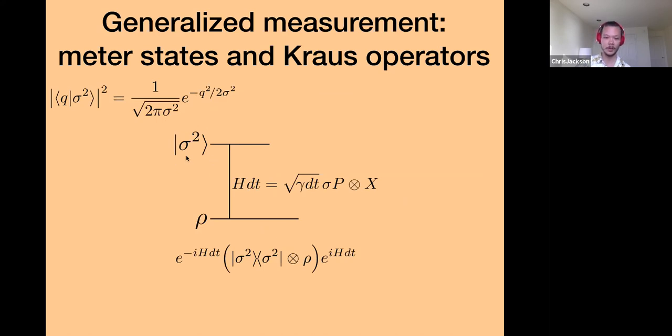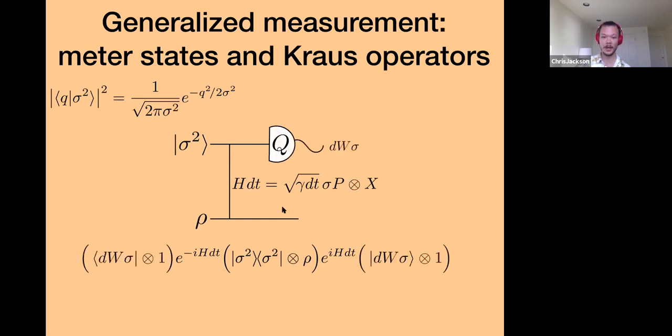So I'm going to couple the meter state to the original Hilbert space of interest according to this Hamiltonian for the time I do, and do a measurement on the meter state after the interaction in the same basis that these Q's are eigenstates of. I'm going to call that outcome dW sigma, with dW being a Wiener increment when dt is small. All right.